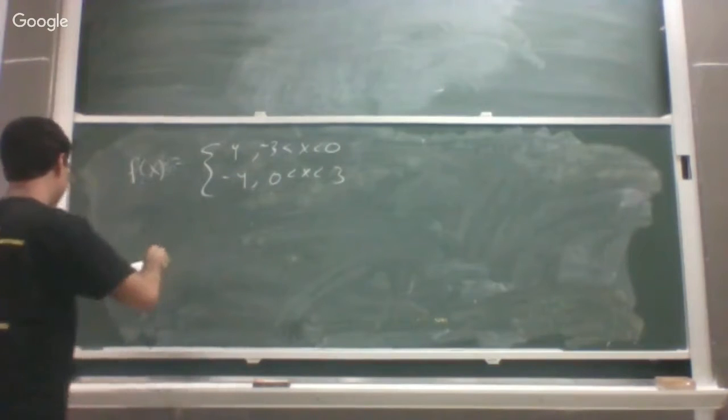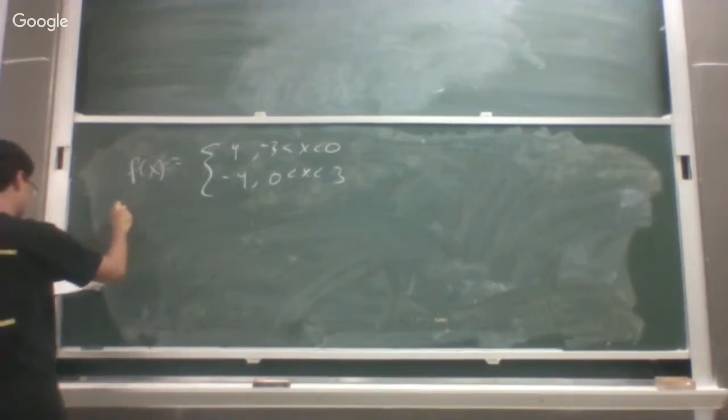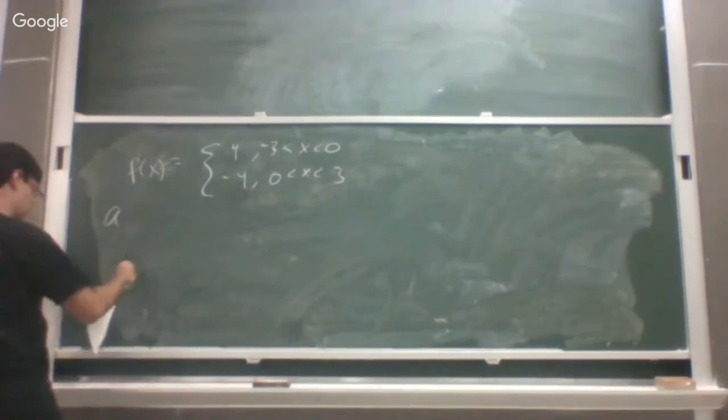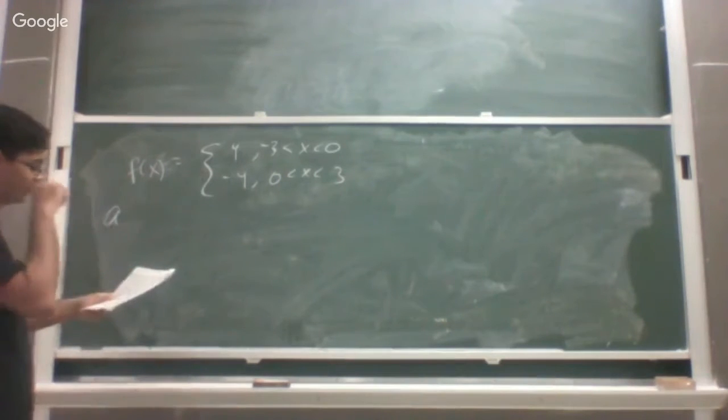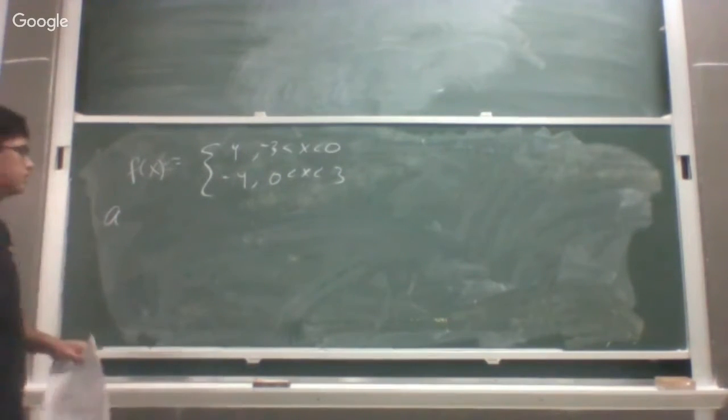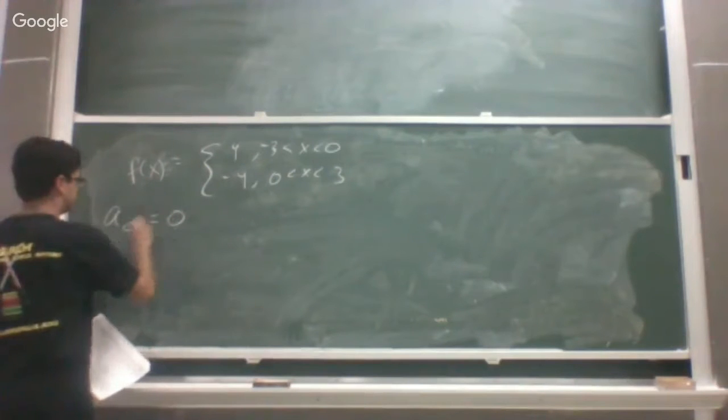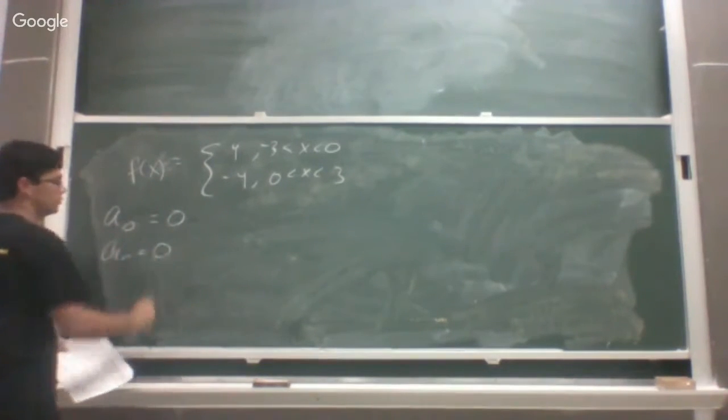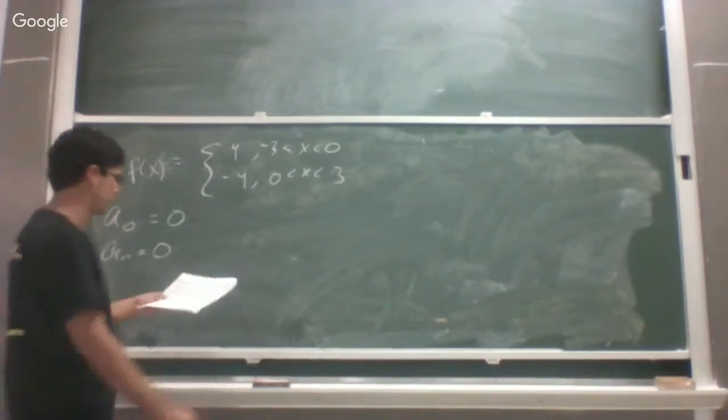So the second part is find the Fourier series. So that's finding the 3 components. And since it is odd, what do we know? a sub 0 is equal to 0, a sub naught is equal to 0. Do you guys understand that?